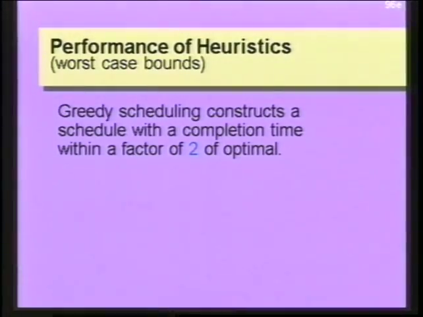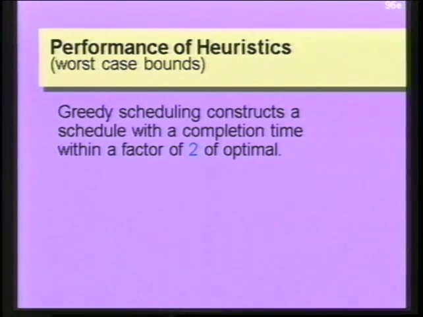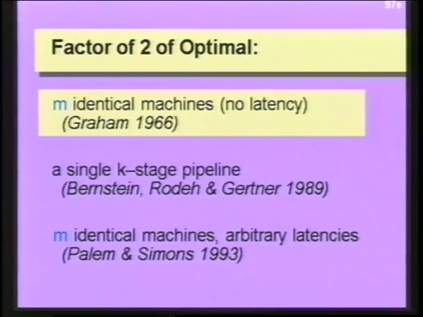So, as I mentioned earlier, heuristics tend to perform fairly well in practice on these problems. And now I want to discuss some of the mathematical results that we have that support that claim. It turns out that greedy scheduling, and this is greedy scheduling without even using the cleverness of highest level first scheduling, so just plain ordinary greedy scheduling, is guaranteed to construct a schedule with a completion time that is no worse than a factor of 2 of optimal for the following problems. M identical machines with no latencies. This is the classical scheduling theory that I was talking about before. So basically, even though we know that problem is NP hard, we know that any greedy scheduling heuristic is guaranteed to construct a schedule with a completion time no worse than 2 times the optimal completion time.